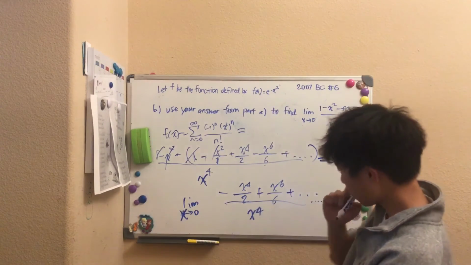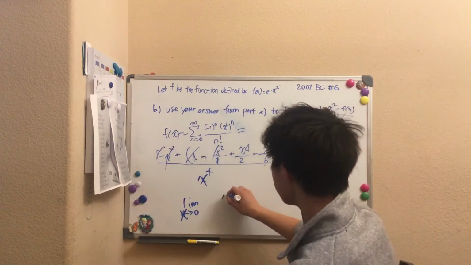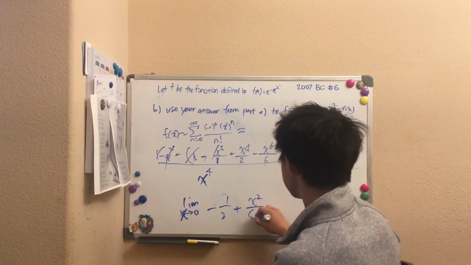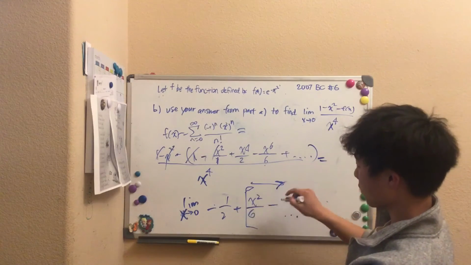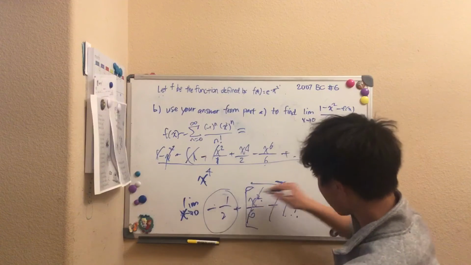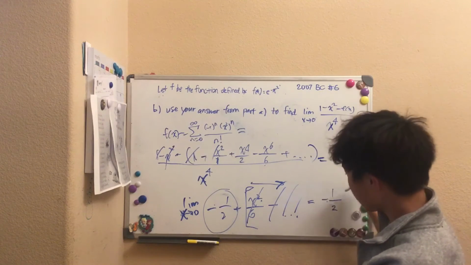And dot dot dot, I don't have enough space, so I'll just simply erase it. We divide everything by x to the power 4, and we get negative 1/2 plus x over 2 over 6 minus dot dot dot. Everything beyond this part we can disregard because as x goes to 0, all these will simply turn to 0. And we get the only constant left, which is negative 1 over 2. And this is our answer.